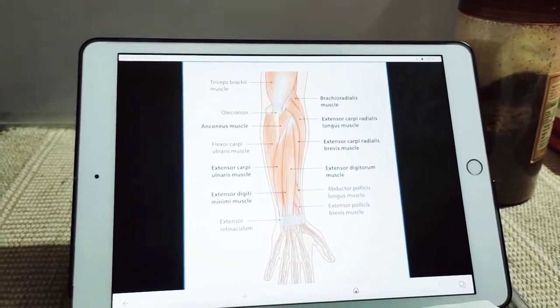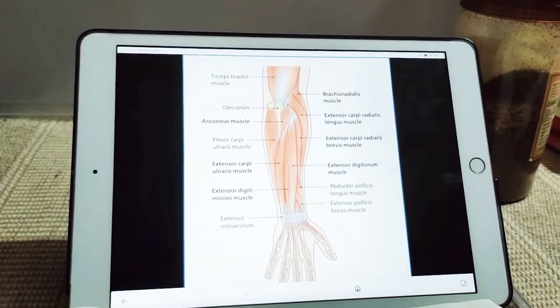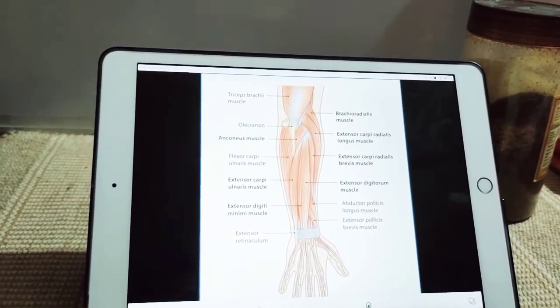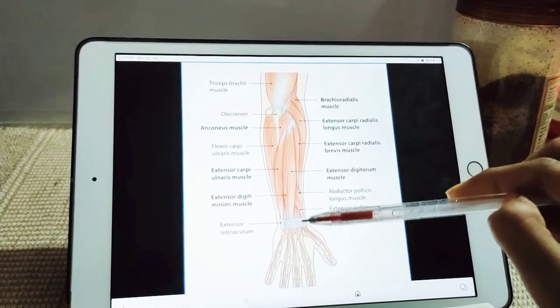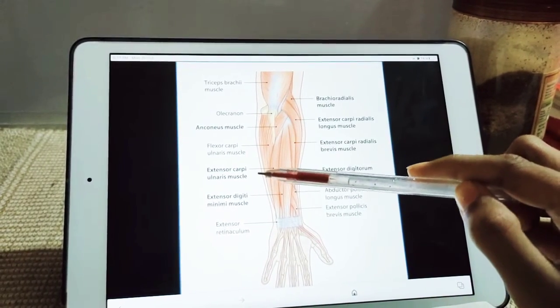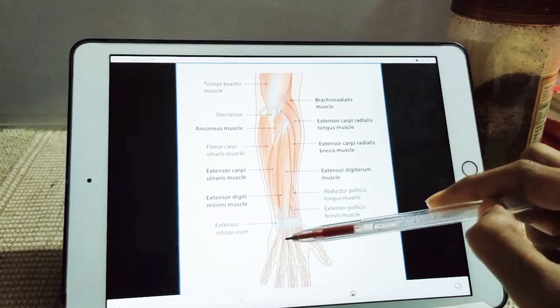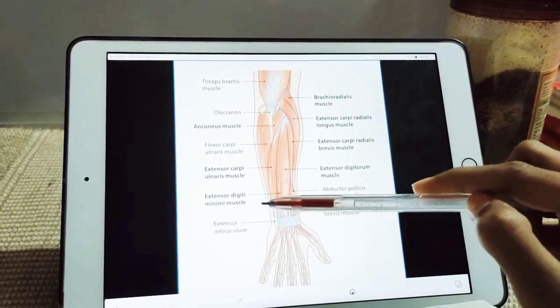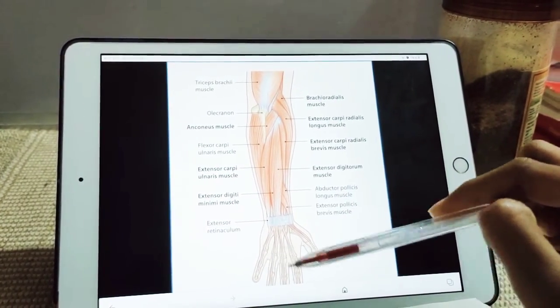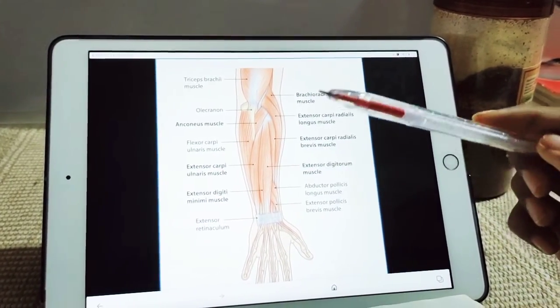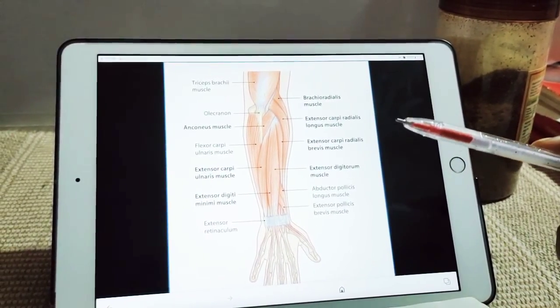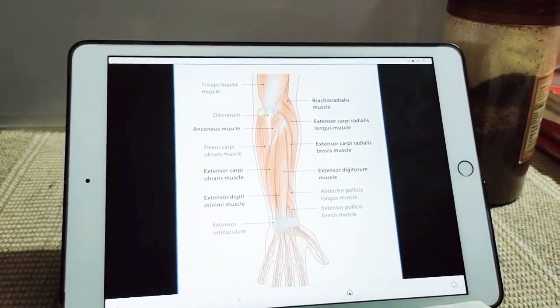So what is the trick to remember? First remember A and B, that is anconeus, next the brachioradialis, and next remember extensor carpi radialis longus, extensor carpi radialis brevis, next remember extensor carpi ulnaris, next remember extensor digitorum, next remember the extensor digiti minimi muscle. So by this we completed the posterior compartment superficial muscles of your forearm. Next we will discuss the deep muscles of the posterior compartment of the forearm.